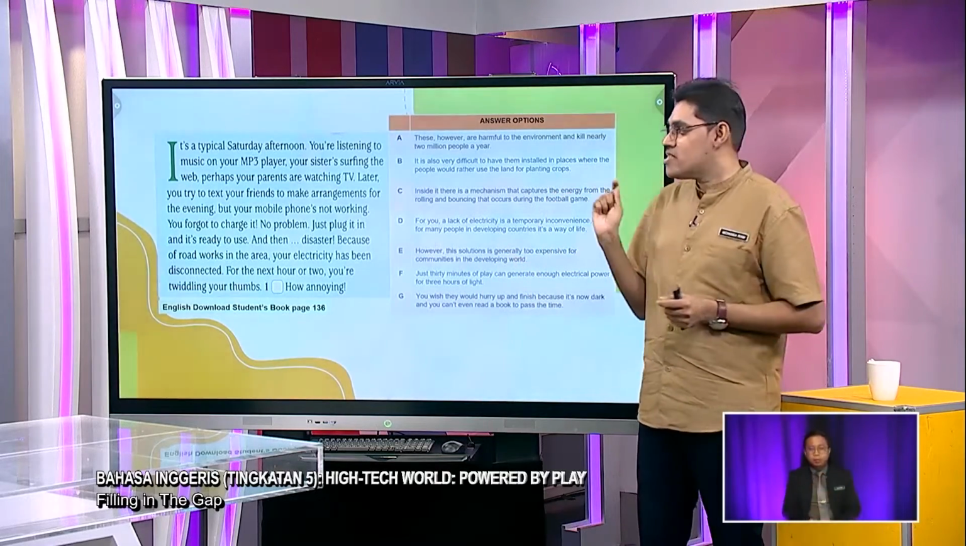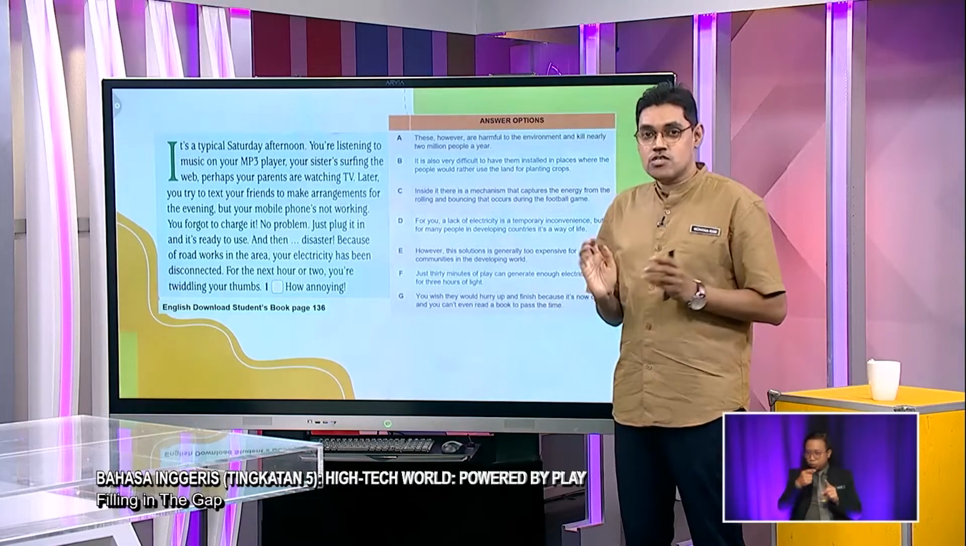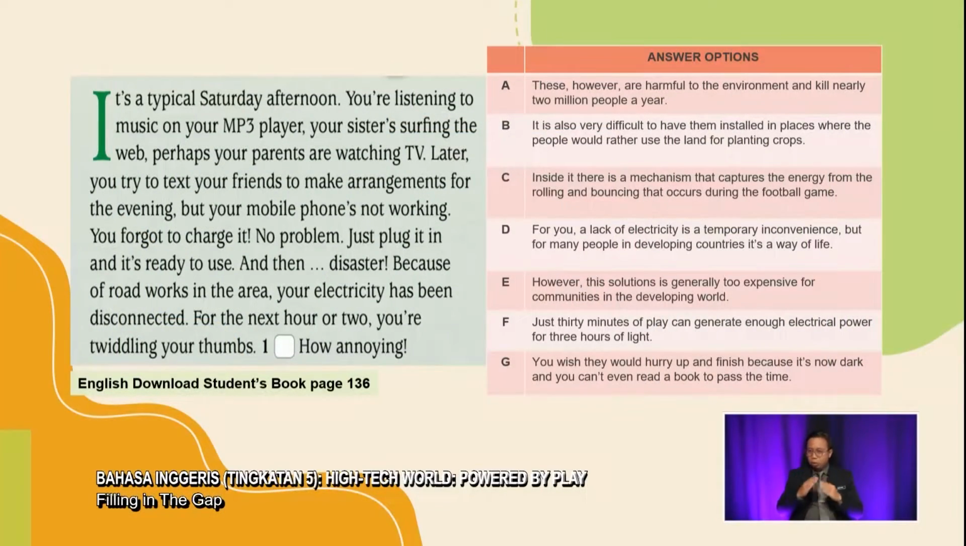Right. So the answer for number one, A to G, students at home and at the studio, what do you think the answer could be from A to G? Shafika, can you guess? From my guess, I think it should be G. You wish they would hurry up and finish because it's now dark and you can't even read a book to pass the time. How annoying. Can you relate the idea? How annoying in the text? And the things that you couldn't do because the electricity disconnected, right? So the answer for number one is G.